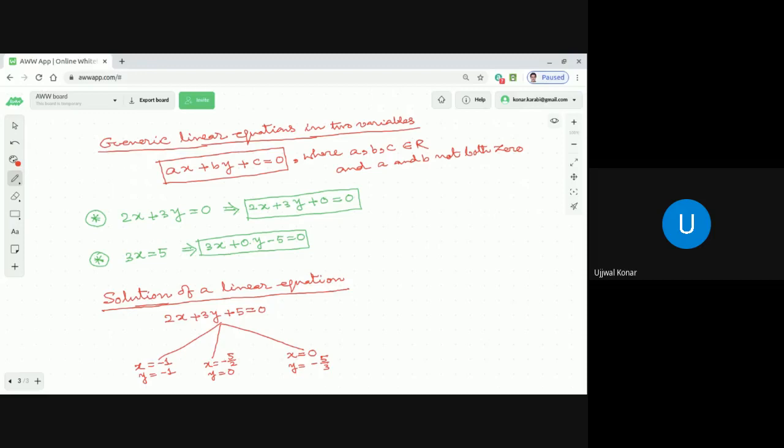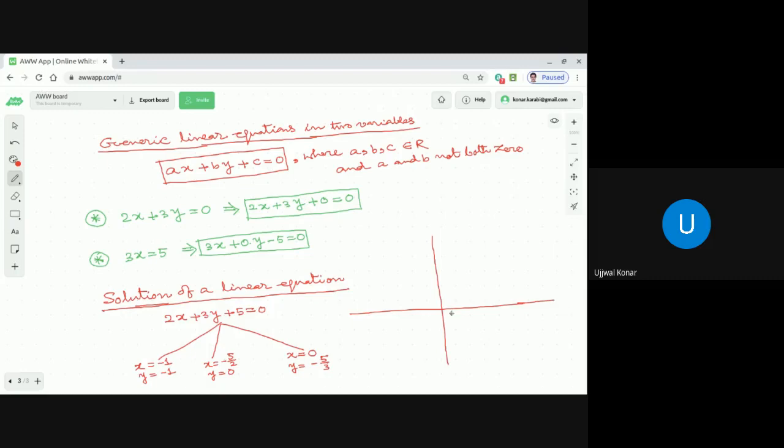For that, you need to plot a graph. Then you'll understand how we can find infinite number of solutions and why it is called a linear equation. Because this equation, what you see, 2x plus 3y plus 5 equal to 0, represents a straight line. And how to construct that straight line, dear students? We can construct that straight line something like this. We are aware of the coordinate axes. So this is our coordinate axes.